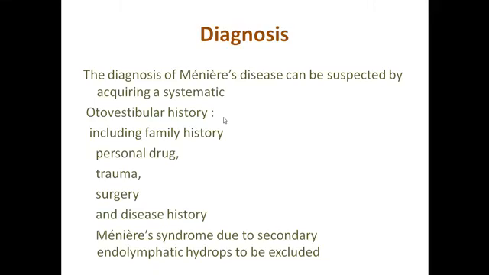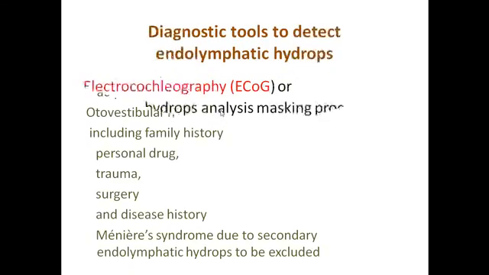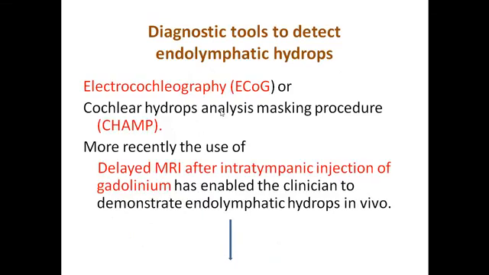Now, how do we deal with this disease? For proper diagnosis, we need to take a thorough history, which includes autovestibular history, family history, personal drug history, trauma, any surgical history, and other related disease history. These books, for this time, avoid any differential diagnosis because they came to an almost conclusive protocol for diagnosis of this disease. That's why they think there is no need to make it clumsy.